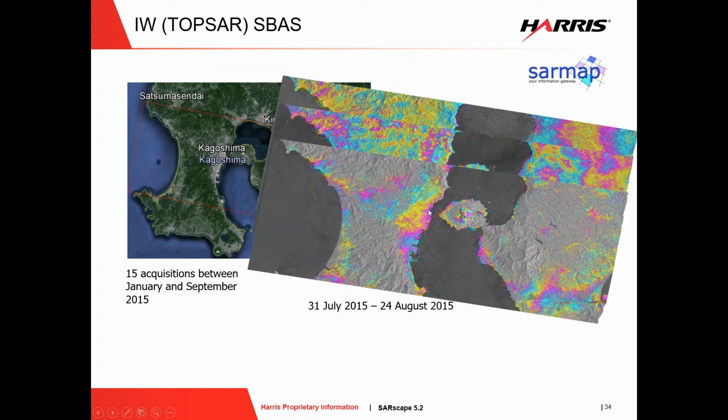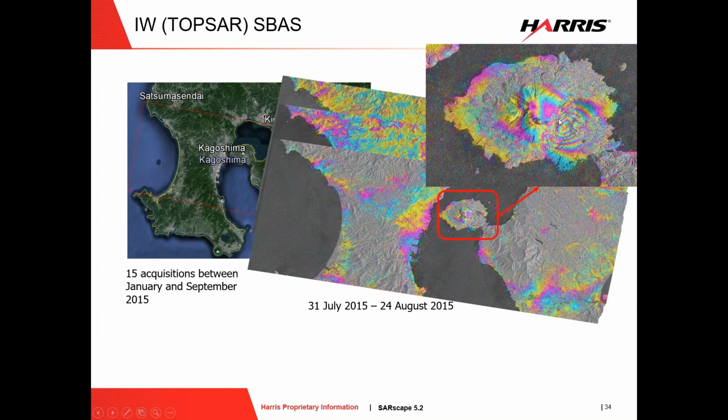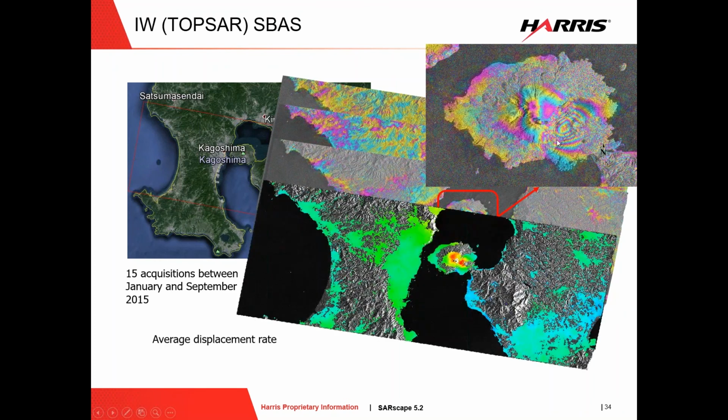And if we combine 15 images in a stack in this area, we can look at this event at full resolution, and we can generate, with a small baseline approach, a cumulative average displacement rate map of the whole area, where we see the strong displacement that is affecting the volcano caldera. So there is an inflation of the volcano that creates an uplift and east-west deformation.